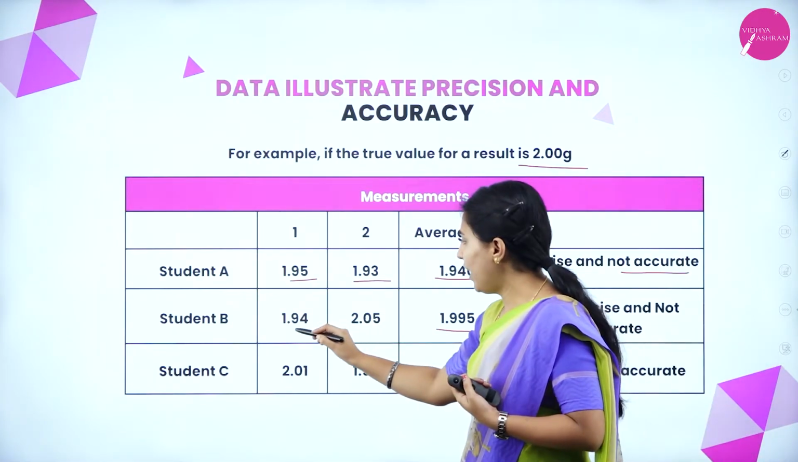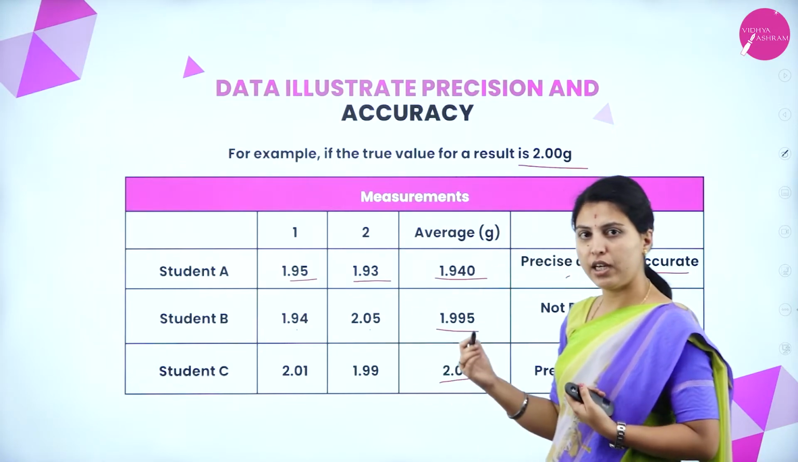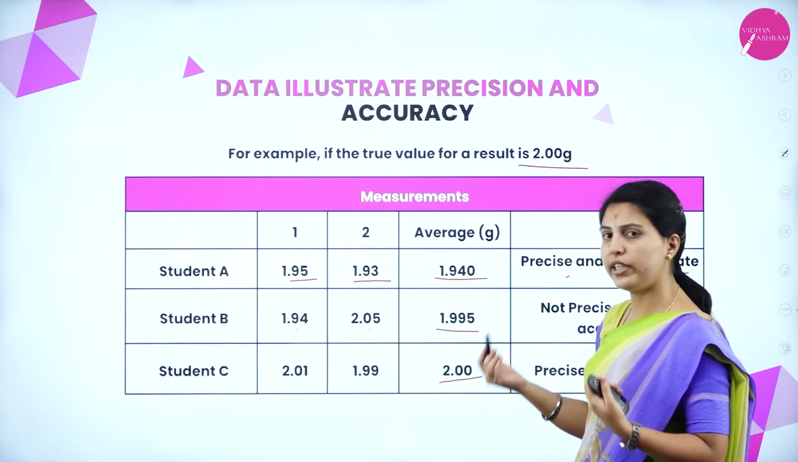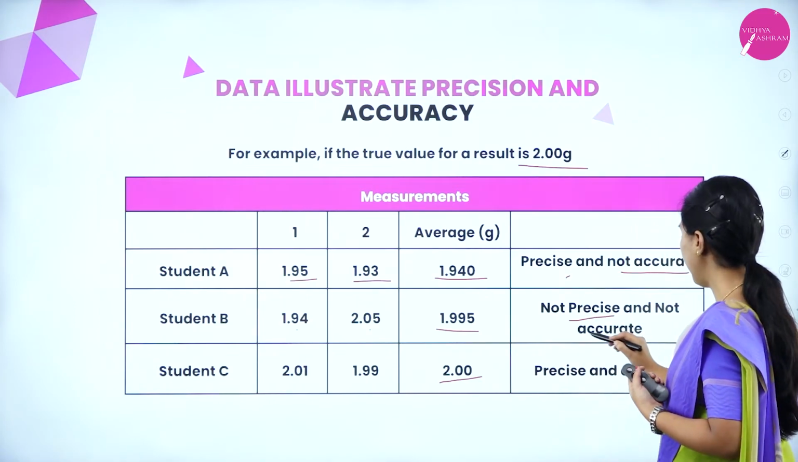Student B, the values are far from each other and not equivalent to or near the true value. Not precise and not accurate.